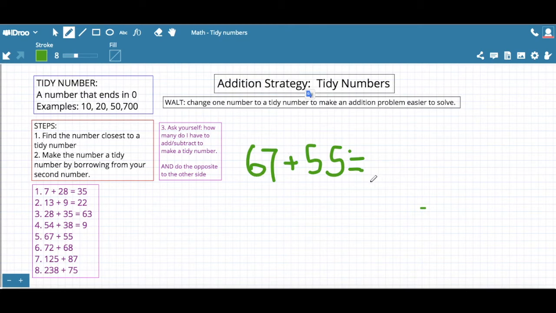Alrighty, 67 and 55. First up, our first number that's closest to a tidy number is 67. To make it a tidy number, we have to add 3. If we're adding 3 to this side, we have to take away 3 from this side. 67 plus 3 gives us 70. And 55, take away 3, gives us 52. Now, 70 plus 50.